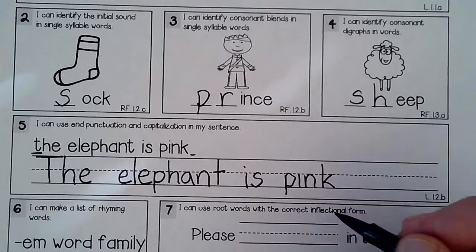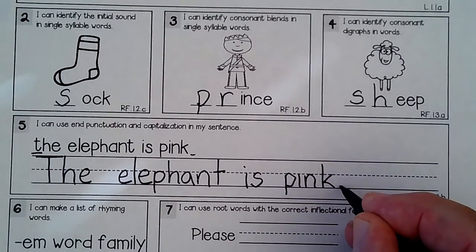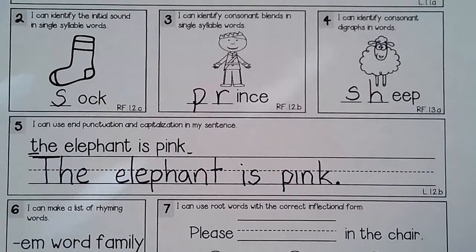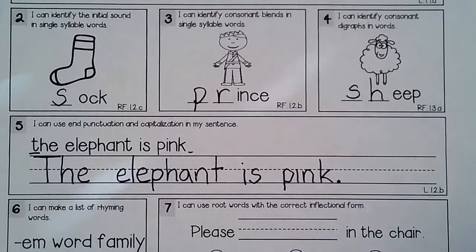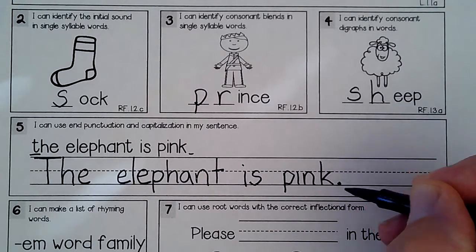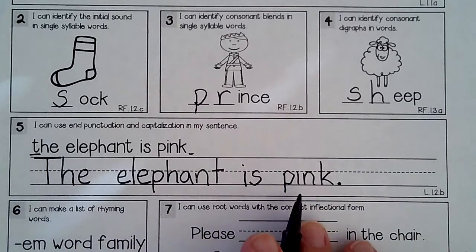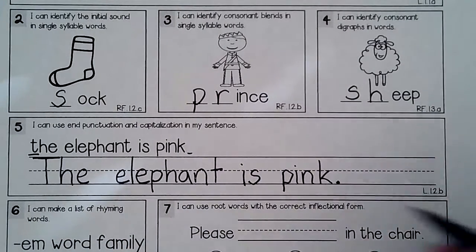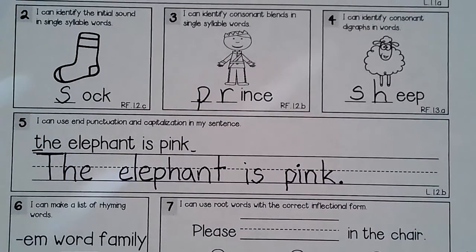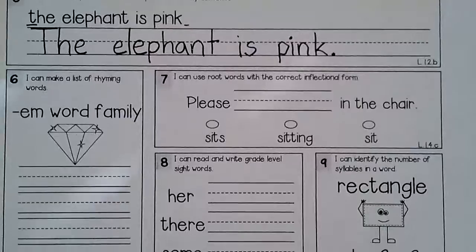Now, boys and girls, I think I'm going to put a period. But I've only seen pink elephants in cartoons. And if I saw one in real life, I might think that was very exciting. So I might put an exclamation point. But this, the elephant is pink. I'm going to put a period here. And I almost forgot my dot on my I. All right, let's move up.